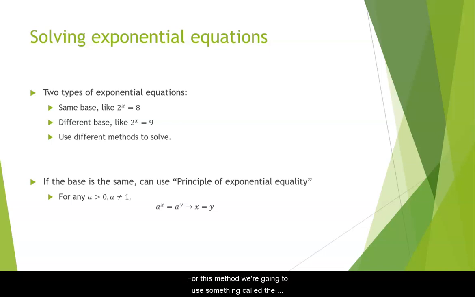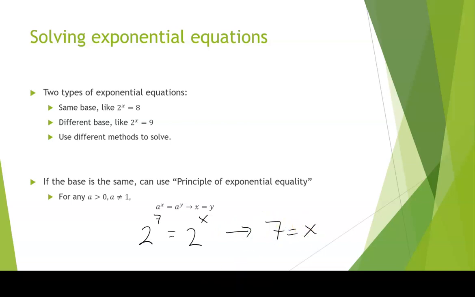For this method, we're going to use something called the principle of exponential equality, which is a wonderful name for saying something that I think we can look at and probably agree that it's obvious. If we have some numbers with the same bases and they're both raised to some powers, this means that those powers are equal. So if I have 2 to the 7th power equals 2 to the x power, and these are equal, I can conclude that 7 equals x.